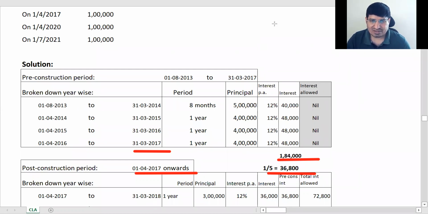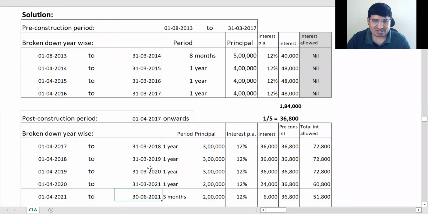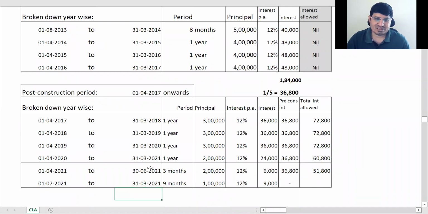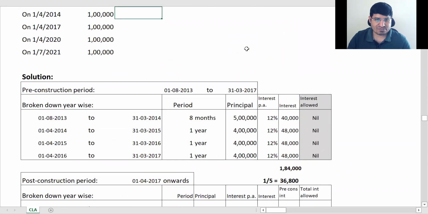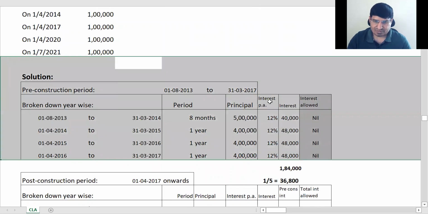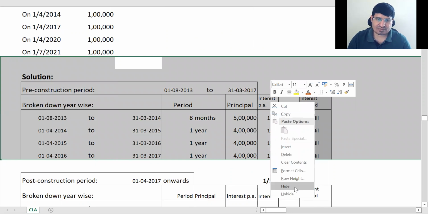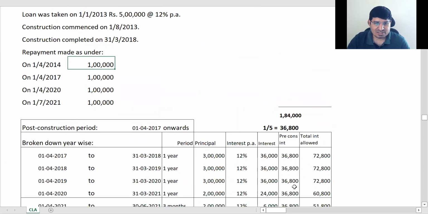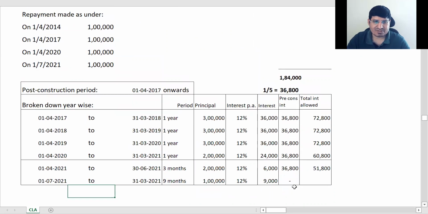Okay, so now let us see, post construction period is 1/4/2017 onwards. Again, let's break it down. Here, 1 minute, and do one thing so that we can see this. I'll just hide this part. Okay, so now we can see this. So this is our solution part, post construction period, and this is the repayment period.